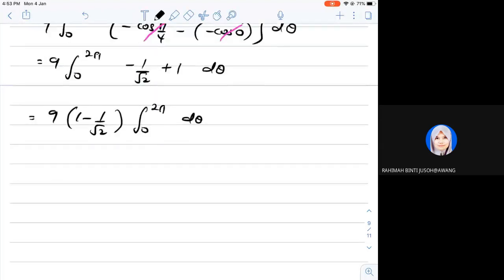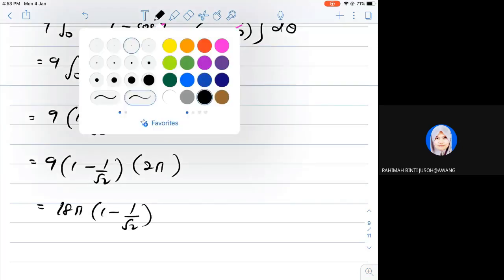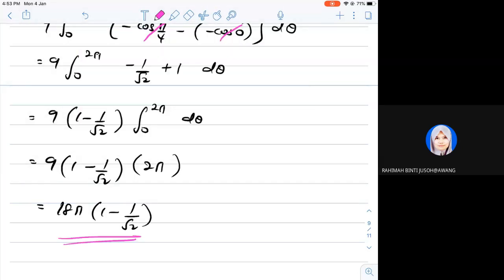So we have, of course, 2 pi. So the answer should be 18 pi times 1 minus 1 over square root 2. Okay, like this. Okay, done.